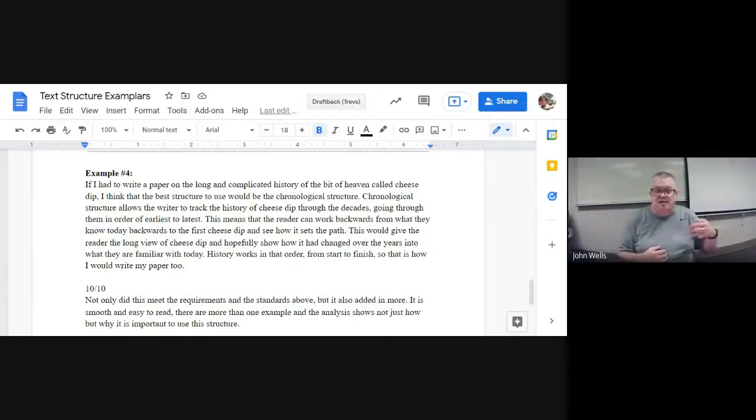I track the history of the dip through the decades, going from the earliest to the latest. And then I start to analyze this. Why is that important? Why is that significant? What's that going to do to make it the best? We could say, oh, wait a minute, here's what I'm familiar with. How did we get here? And so it really has a lot of analysis in it. And that's really the place where you can build up a lot of those points.